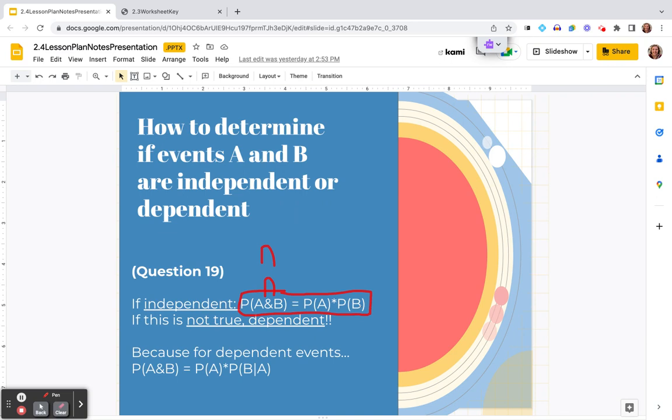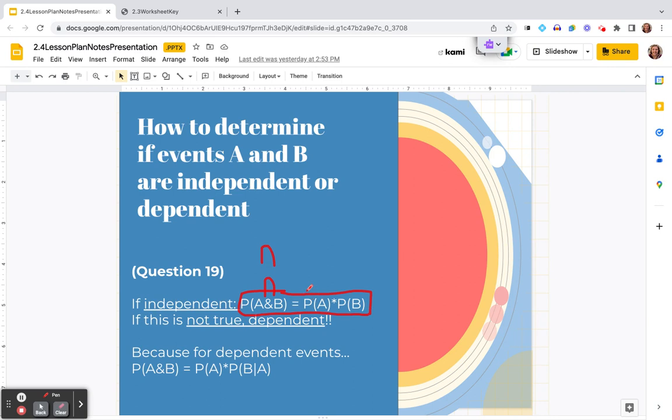It's like rolling a dice and choosing a letter of the alphabet. They have nothing to do with each other. They don't affect each other. So if we're testing something, we always test to see if they're independent. And then by default, if the independent test fails, then they're just dependent.